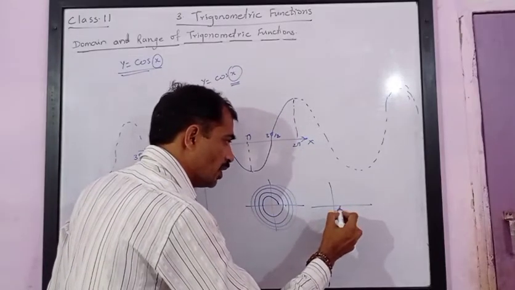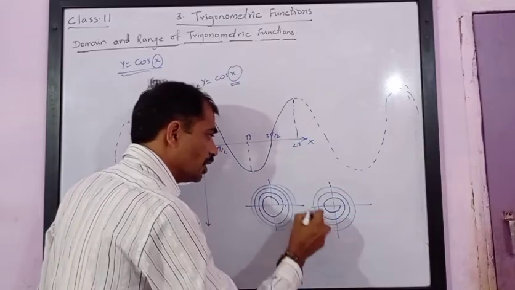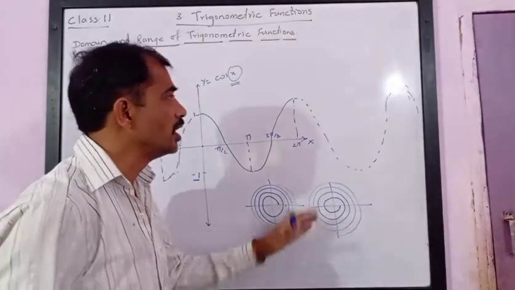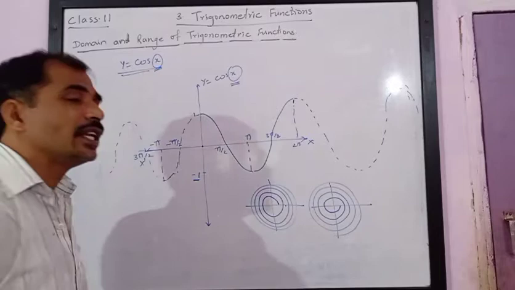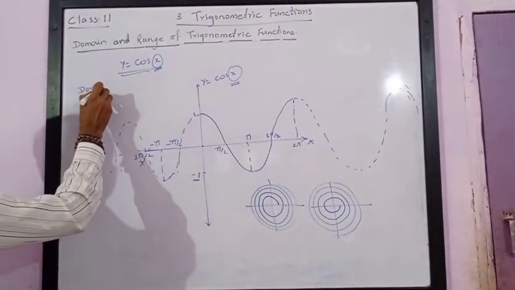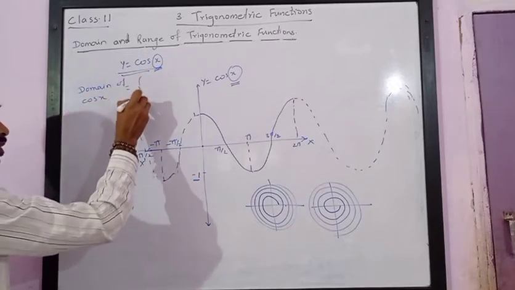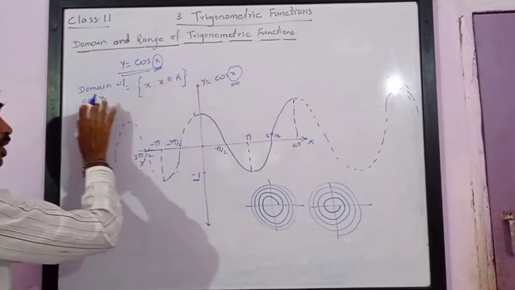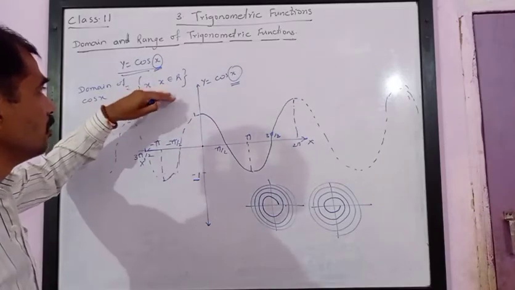So you can understand, we can take the angle measure to be anything. If you go on rotating, you will notice that we can take a measure of x, or measure of angle, to any degrees. It means x can have any real values. Hence, the domain of the function cos x is the set of x such that x belongs to real numbers. So it means the cos x function exists for all real numbers.